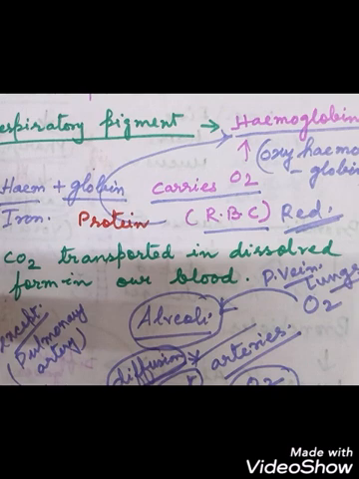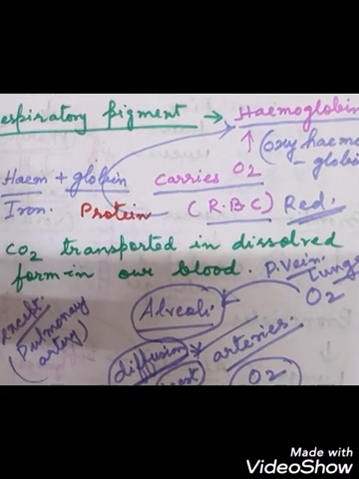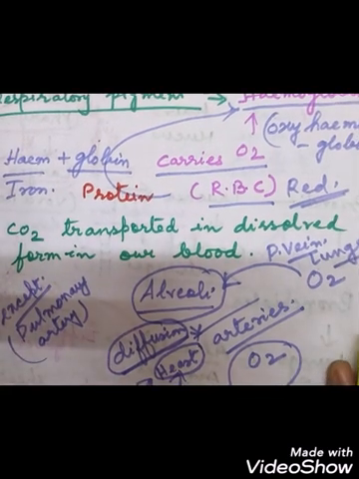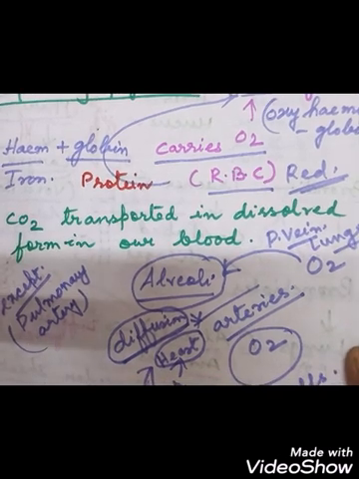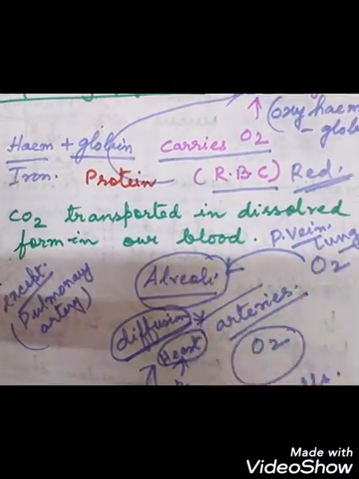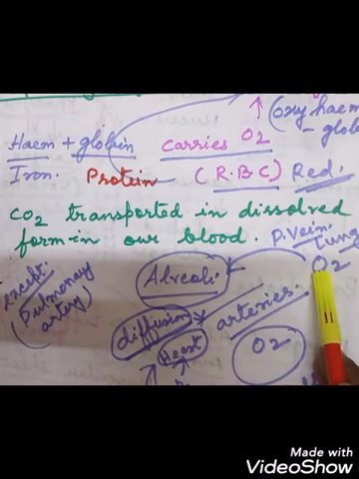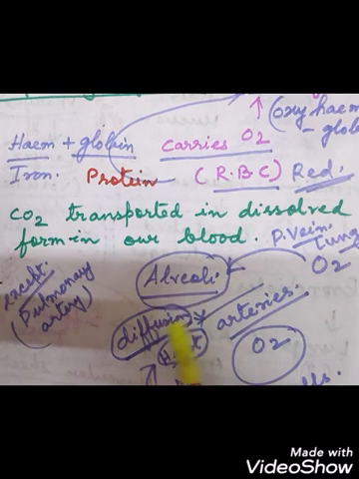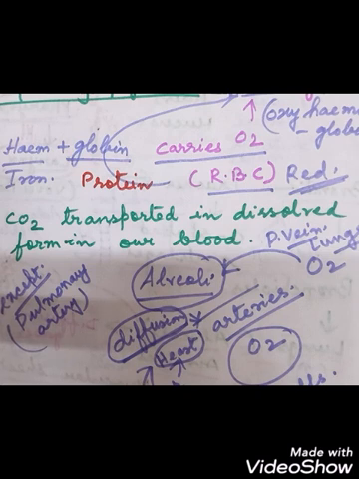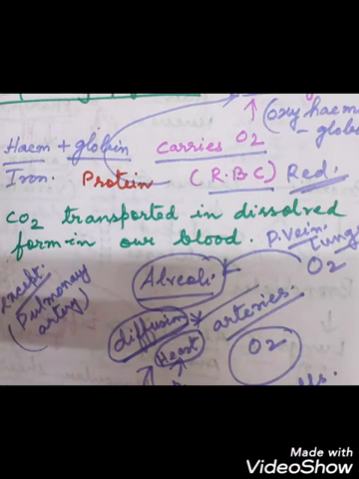And what happens to the CO2, that is carbon dioxide? It is transported in dissolved form in our blood, not in the gaseous form, but in the dissolved form. And so, in the alveoli, the diffusion of gases takes place. Oxygen will be given out by the alveoli, that means from high concentration to lower concentration it will go. And the pulmonary vein is the only vein which will carry oxygenated blood, and the pulmonary artery is the only artery which will carry the deoxygenated blood, that is the blood rich in carbon dioxide.